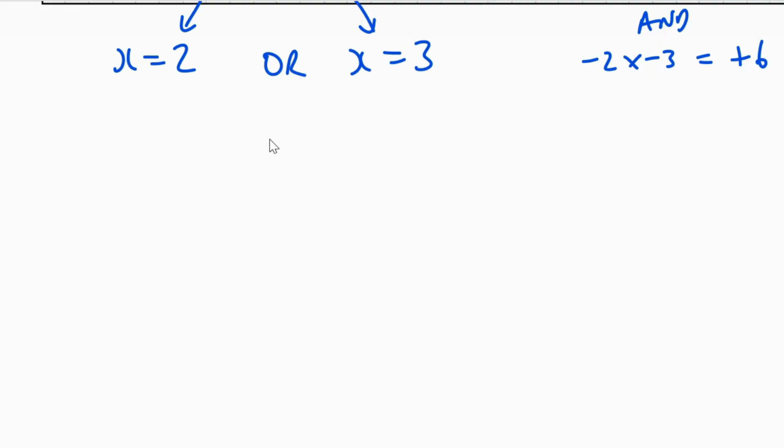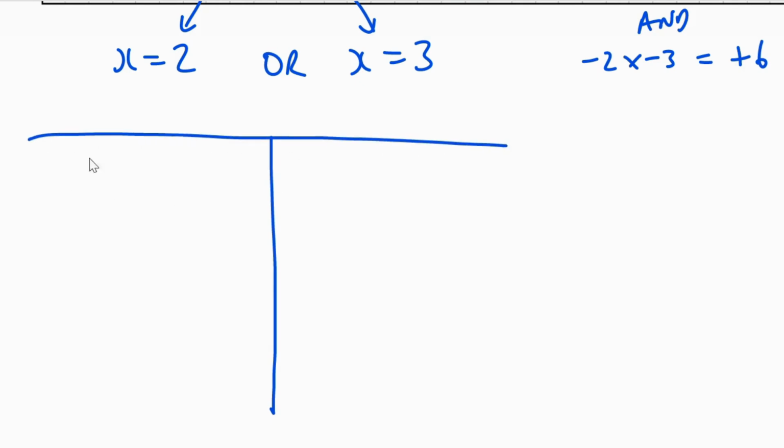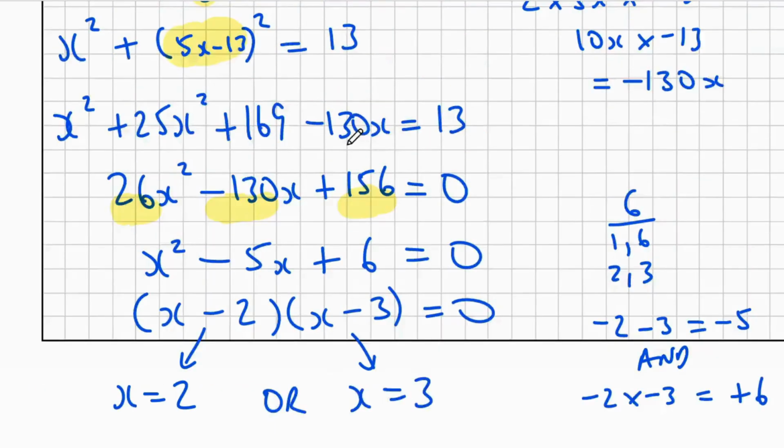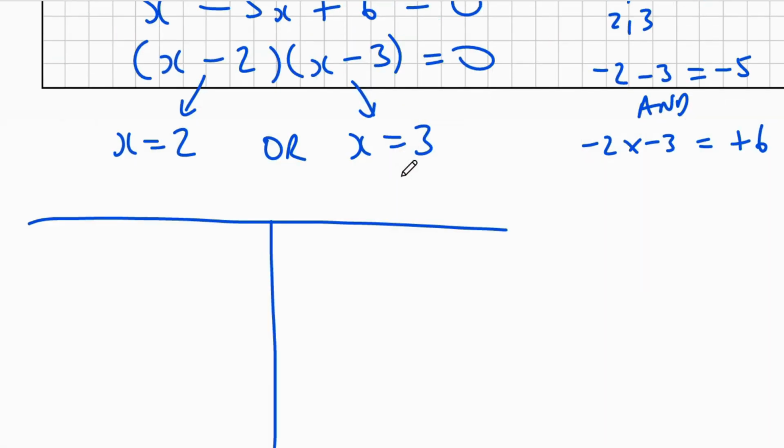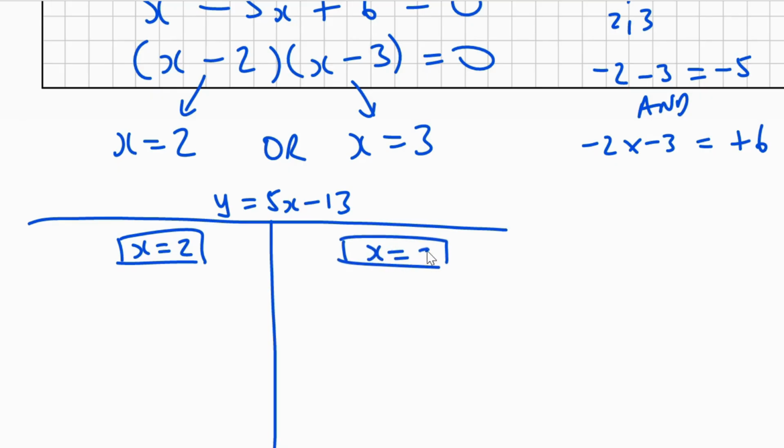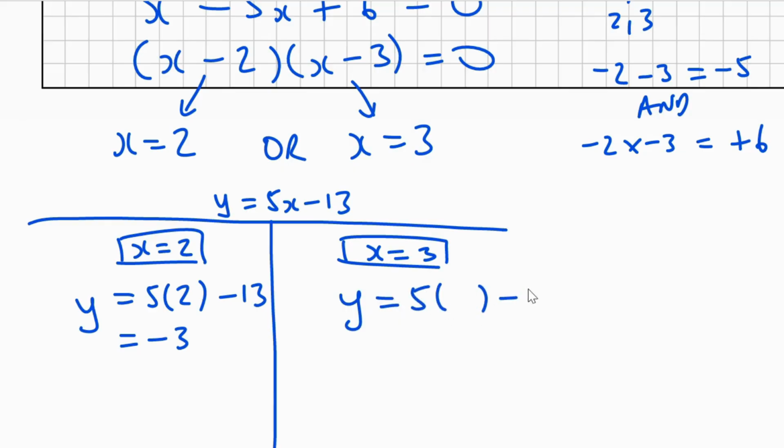Now we have to find our corresponding values for y. Nearly done. So just go back to my original equation. y is equal to 5x minus 13. I've already manipulated it to find out what y is. So we're going to sub in here x equals 2, and we're going to sub in x equals 3. So doing that, y is equal to 5 times whatever x is minus 13. x is 2. Get your calculator there and you get minus 3. Over here y is equal to 5 times whatever x is minus 13. x is 3 in this one. So that's going to be 15 minus 13 is 2.